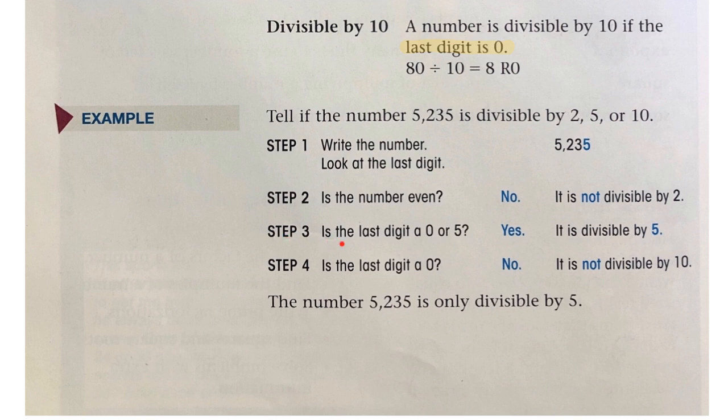Step 3, is the last digit a 0 or a 5? Yes. Therefore, it is divisible by 5. Step 4, is the last digit a 0? No. So then it's not divisible by 10. The number 5,235 is only divisible by 5 from 2, 5, or 10.